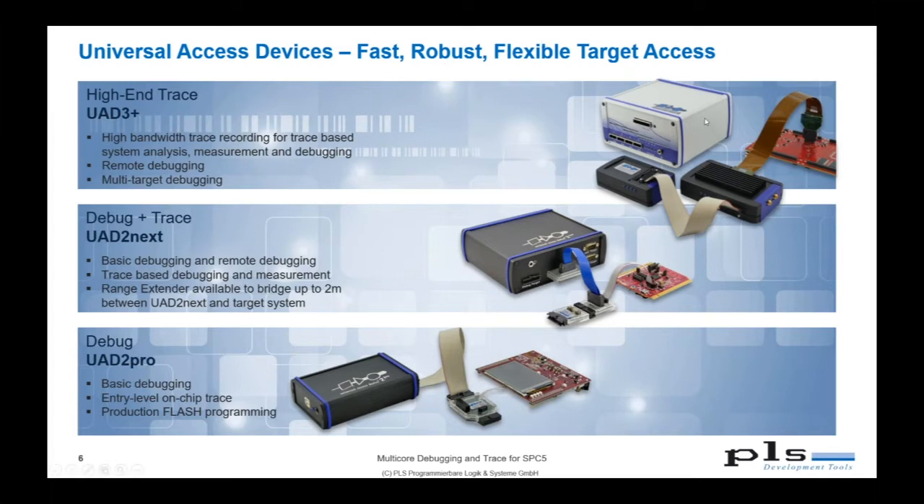On the bottom, the UED3 Plus is a high-end trace device, and that allows capturing trace data into an internal memory of up to 4 gigabyte. There are high bandwidth trace interfaces available for the UED3 Plus. For example, the serial trace based on the Aurora protocol, also used for some SPC5 devices, as well as parallel trace, which is also specified in the Nexus standard. Like the UED2 Next, USB can be used to connect the device to your PC, or Ethernet is available.